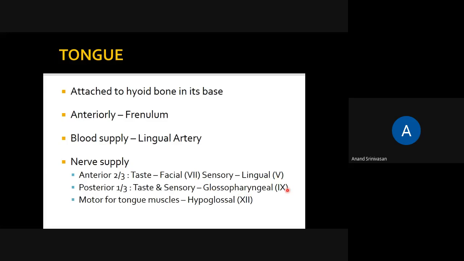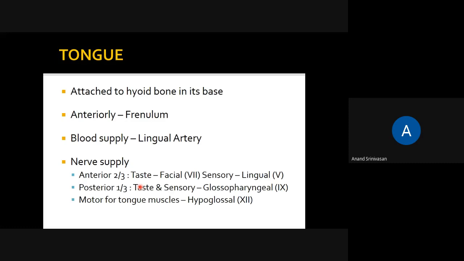So glossopharyngeal, this is the ninth cranial nerve, IX, in Roman letters. Next, motor for the tongue muscles. This was sensation. The tongue also moves whenever we speak or whenever the food goes inside, and it helps in digestion.